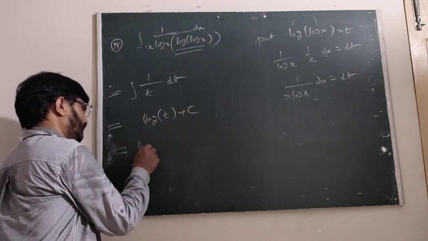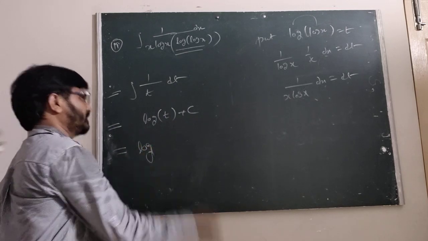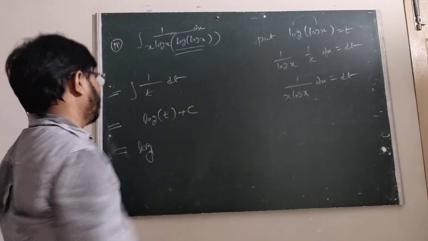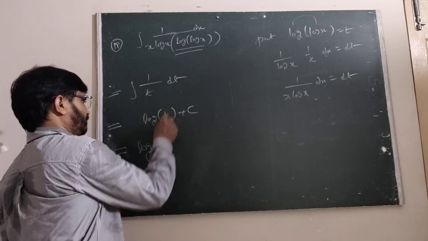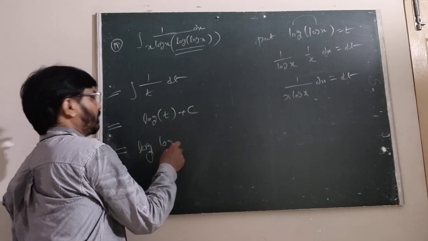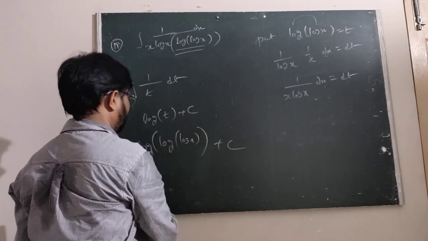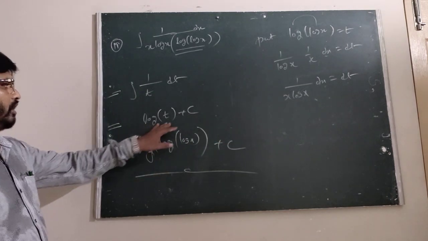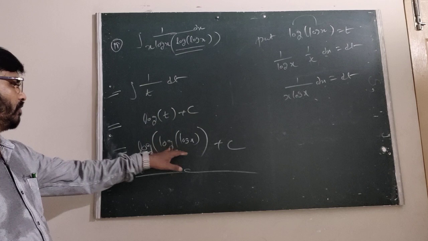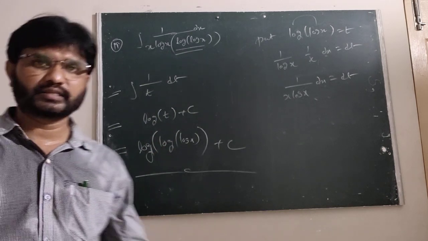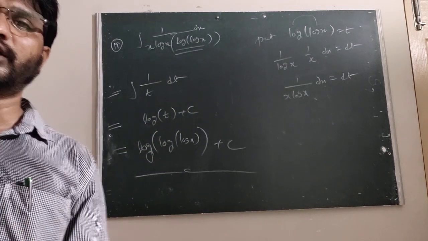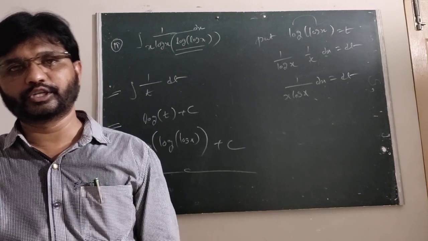Therefore now we can write log mod of t. What is t here? Log mod of t, where t is the log of log x. Log of log x plus c. This is the answer. Log mod of t plus c, where t is log of log x. That is our required answer. Log mod of log x plus c. Is it okay?